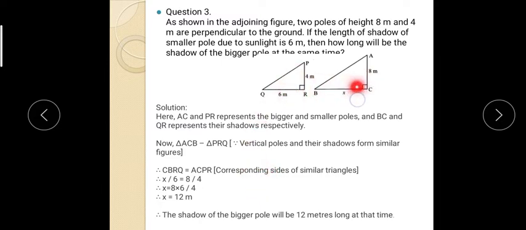similar test of the two triangles, we can say that their sides are in equal proportion, and therefore CB upon QR is equal to AC upon PR. CB upon QR is equal to AC upon PR, and therefore x upon 6 is equal to 8 upon 4. So x is equal to 8 into 6 divided by 4. So x is equal to 12 meter. You will get the value of x. Understood, students? Just here CB upon RQ and AC upon PR. Just remember that.